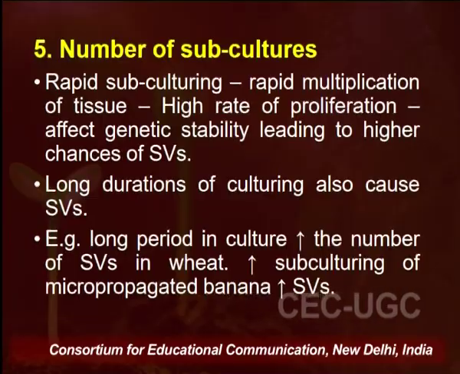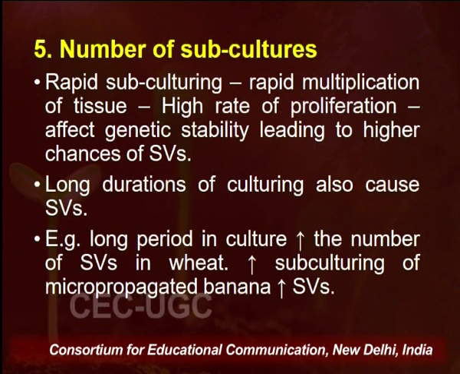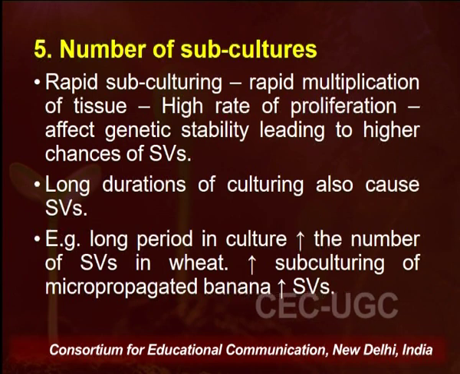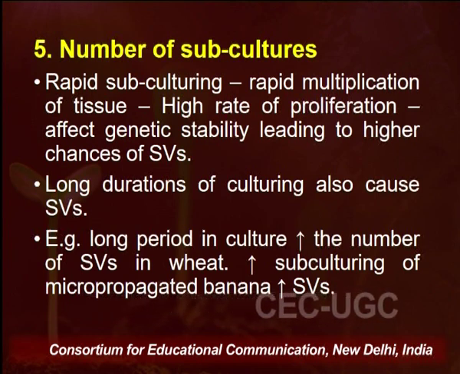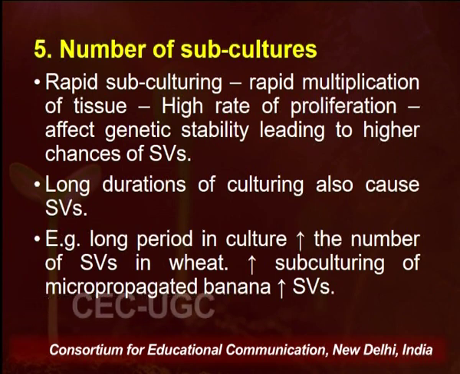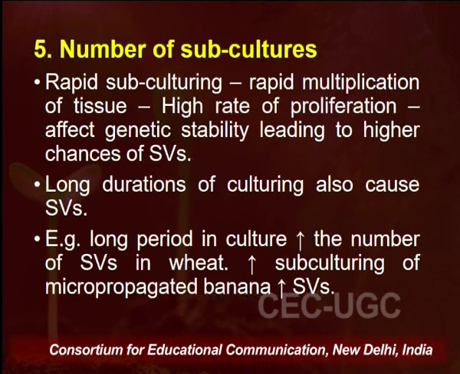Fifth is the number of subcultures. We have discussed a number of times that rapid subculturing will lead to rapid multiplication of the cells and eventually a high proliferation rate, which leads to instability in the genetic system of those cells and increases the chances of somaclonal variations. The duration of culturing or subculturing has a direct impact on the occurrence of somaclonal variation. A long period in culture increases the number of somaclonal variations in wheat. Similarly, increased subculturing of micropropagated banana plants has also shown an increased number of somaclonal variations.